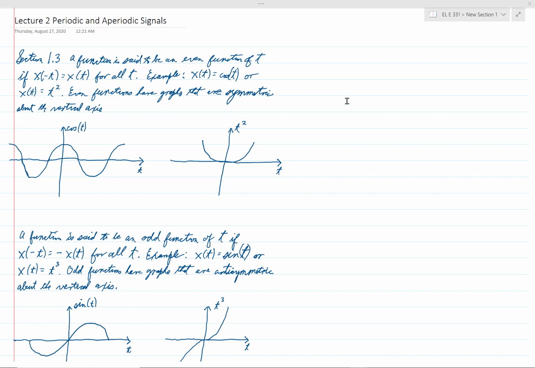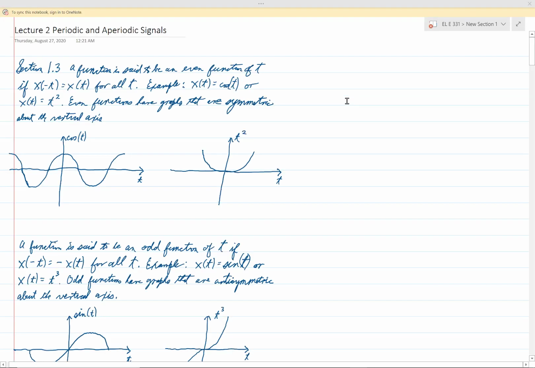A function is said to be an even function of t if x of negative t is equal to x of t for all values of t. An example of this is x of t equals cosine of t, because we know that cosine of negative t is the same thing as cosine of t. So that means that cosine of t is an even function of t.